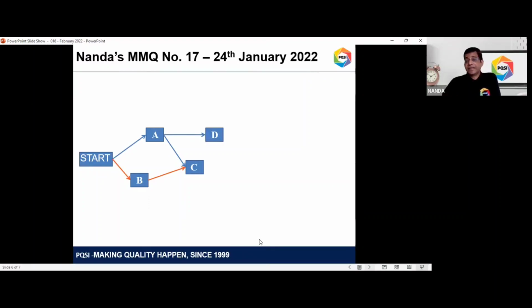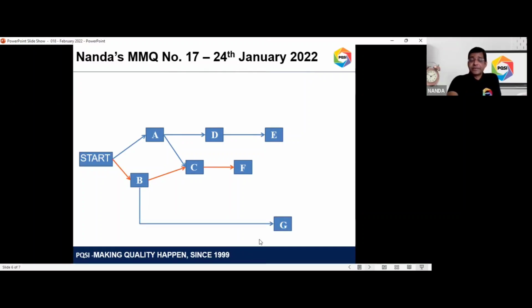Then activity D, the preceding activity is activity A. And then activity E, D has to be completed if you have to do E. Then activity F, the preceding activity is C. And activity G, the preceding activity is B. So obviously, E, F, G will go through to the finish line, right? So this is the arrow diagram. I'm sure this is very straightforward, so I've just gone through it very fast.